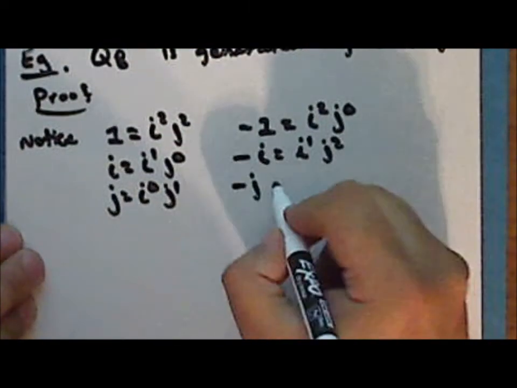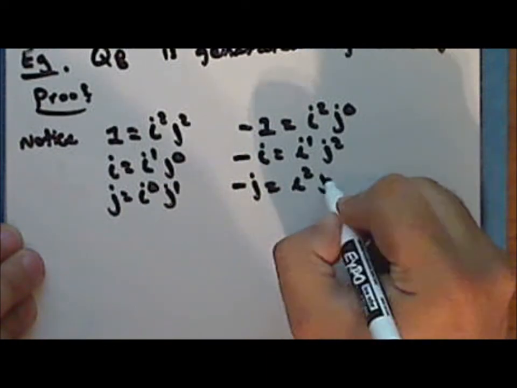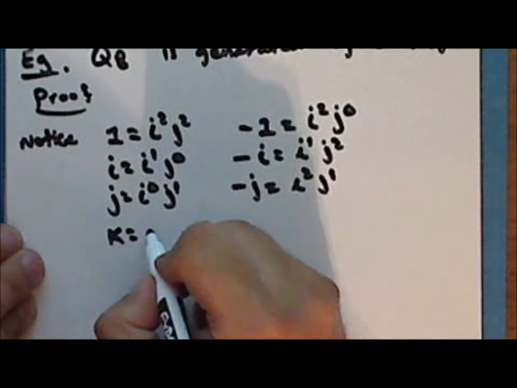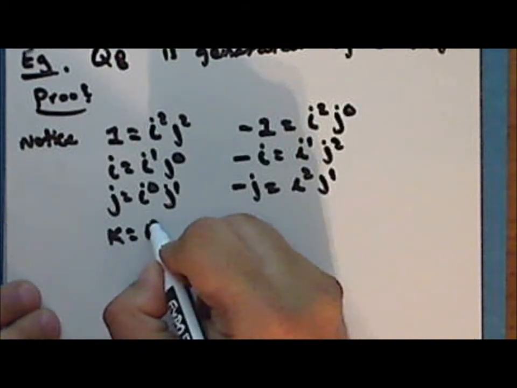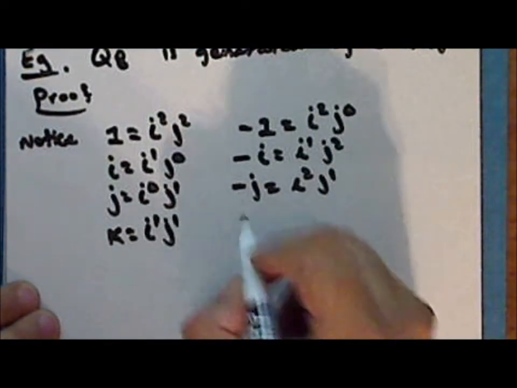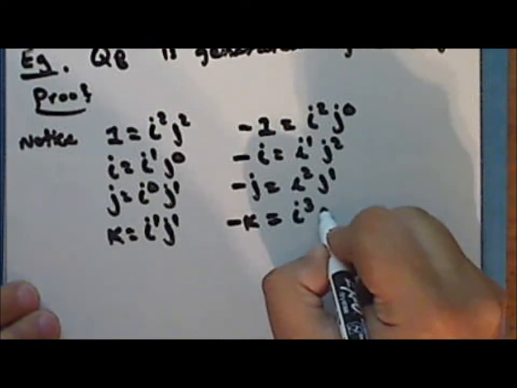Negative J can be represented as the product I to the second power times J to the first power. K can be represented as the product I to the first power times J to the first power. And negative K can be represented as the product I to the third power times J to the first power.